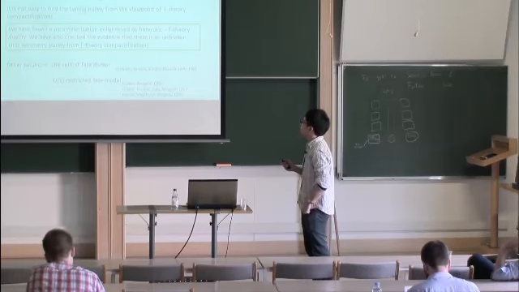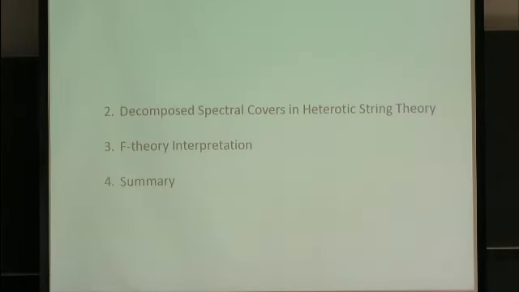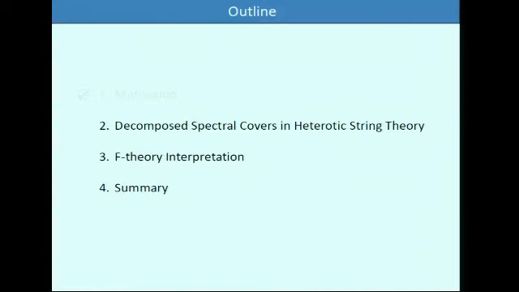But it is in general difficult to find this kind of parameterization from a purely F-theory point of view. So we use the heterotic F-theory duality to find this kind of tuning. We first use the spectral cover construction in heterotic string theory to find these parameterizations. Actually, there are other solutions proposed by other people, and our parameterization contains one which is not equivalent to those ones. So first we start from heterotic string theory.